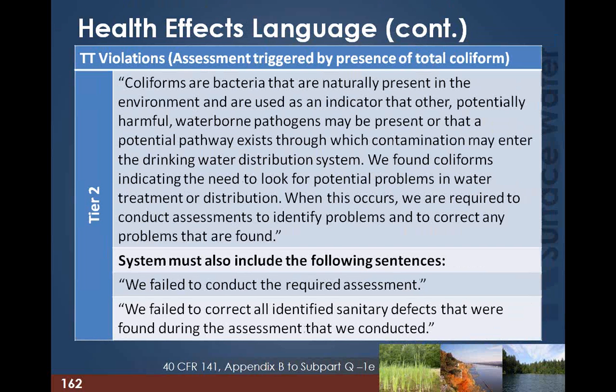In addition, on the Tier 2 treatment technique violation, there's additional language here, and this language must be included if you fail to conduct an assessment. And again, here's the information at the bottom that you failed to conduct the required assessment. Sorry, let me go back real fast.